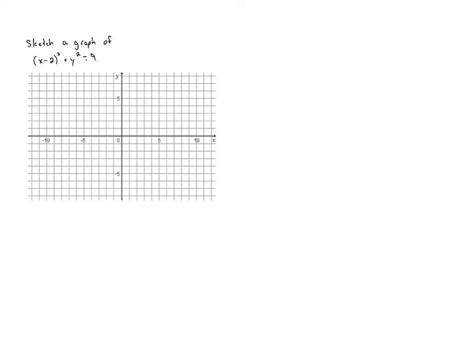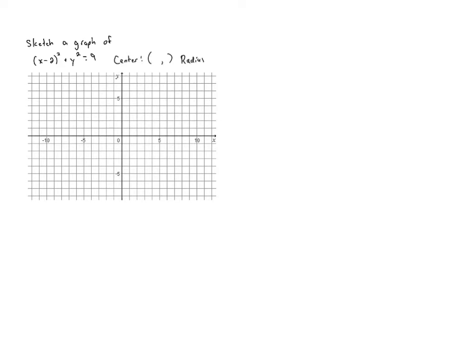All right, let's take a look at a graph that will have a different type of symmetry here. Let's sketch a graph of x minus 2 squared plus y squared equals 9. Now we know that this is going to be a circle, and so what we need to do is find the center and the radius.